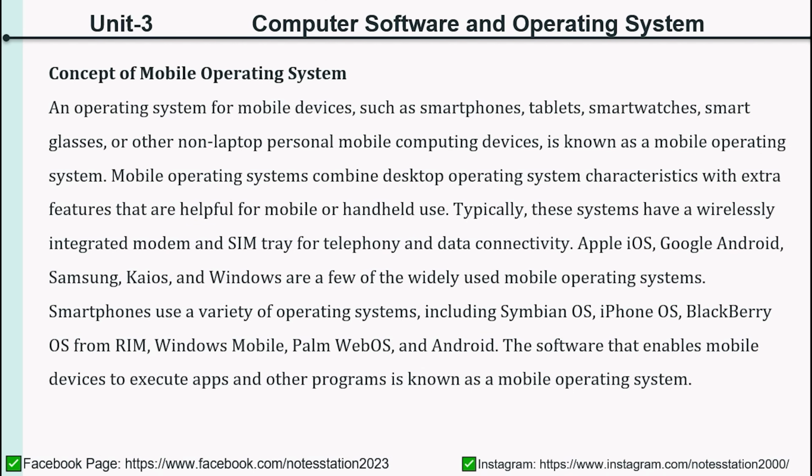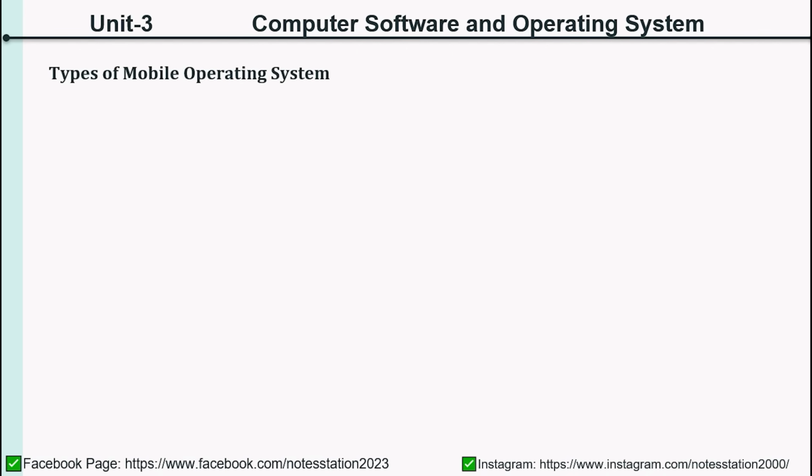Apple iOS, Google Android, Samsung, and Windows are a few of the widely used mobile operating systems. Smartphones use a variety of operating systems, including Symbian OS, iPhone OS, BlackBerry OS from RIM, Windows Mobile, Palm WebOS, and Android. The software that enables mobile devices to execute apps and other programs is known as a mobile operating system.